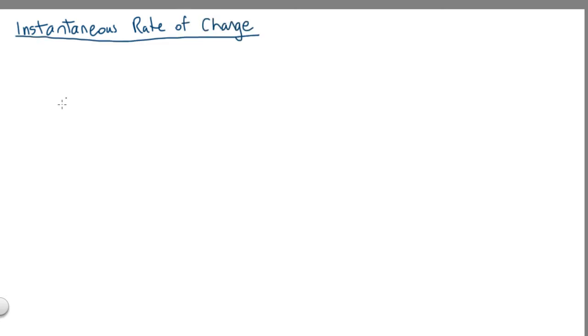Let's take a look at instantaneous rate of change. Let's start just by drawing a generic graph. Let's say we're graphing y equals f of x. And let's maybe identify tangent lines to this particular function at a couple of different points.